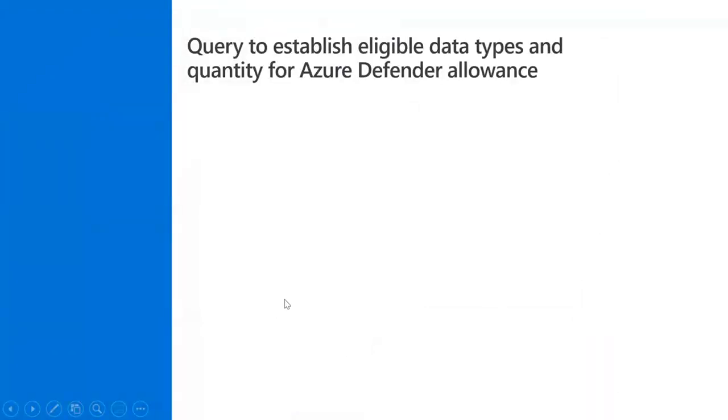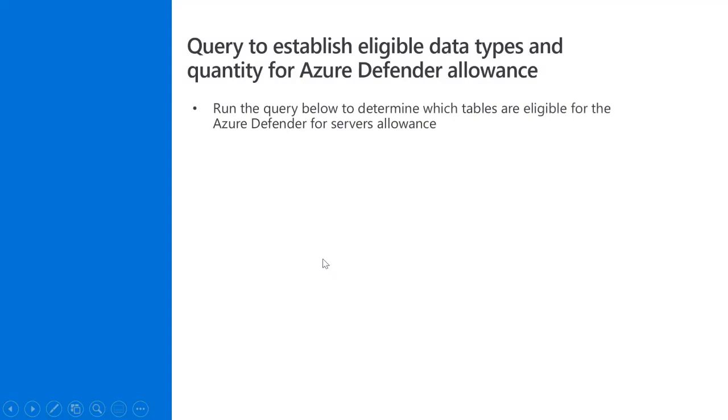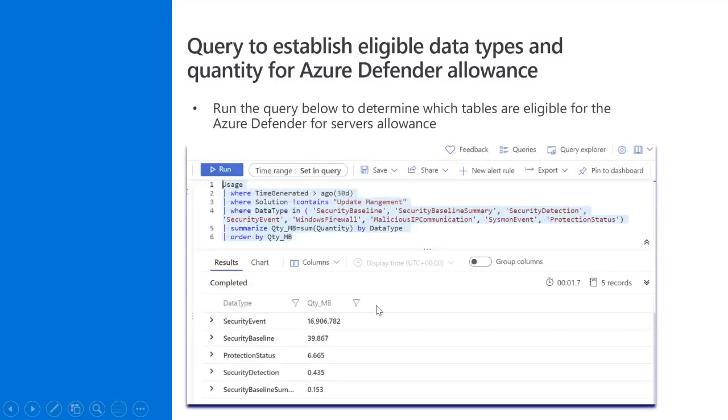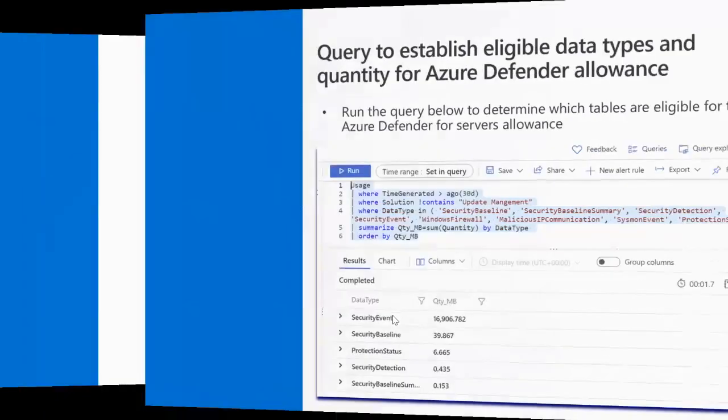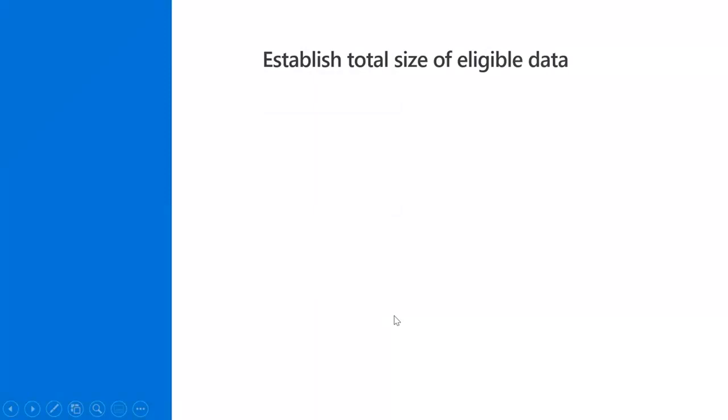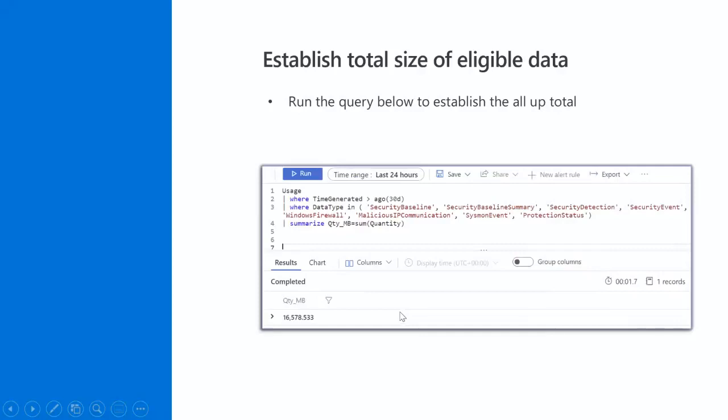All right, so how do we establish the eligibility of data types for the Azure Defender allowance? Again, we have a simple query here that will be available to you. With that query, you can get the breakdown of what the tables are, what the summary is per in GBs for each table, and that can form a basis for your expectations. To establish the total size, again, a similar query this time returns one number, which is really the all-out total for the same eligibility.